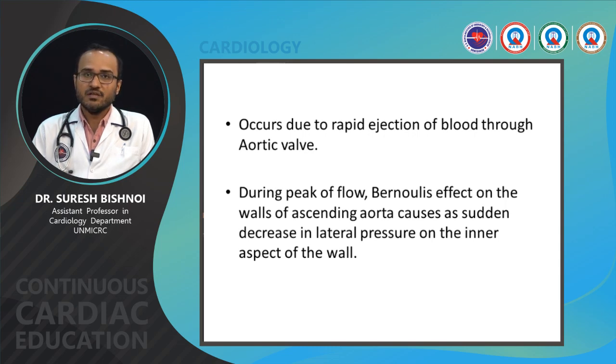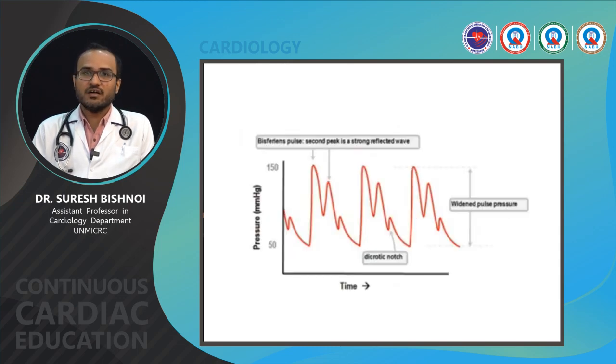which is shown as a notch during the systole. And later, at the end of the systole, again there are strong reflected waves which cause the second peak during the systole. So there is a first peak due to rapid ejection of blood, then a notch or decrease due to Bernoulli's effect, and then the second peak is strong reflected waves. This is followed by the dicrotic notch and the diastole. So we get a very high pulse pressure, and this mechanism should be remembered by everyone.